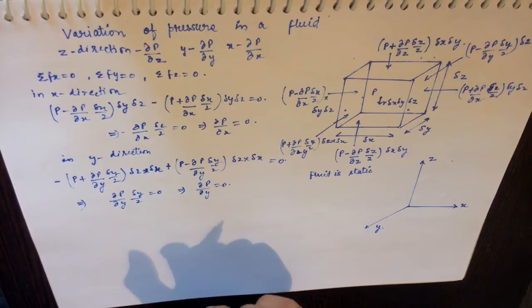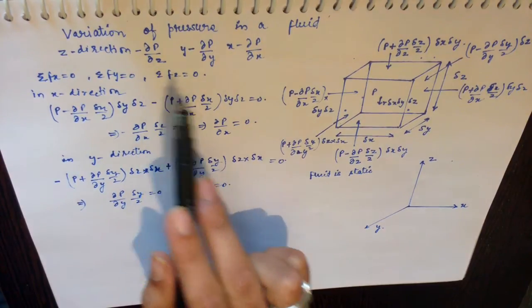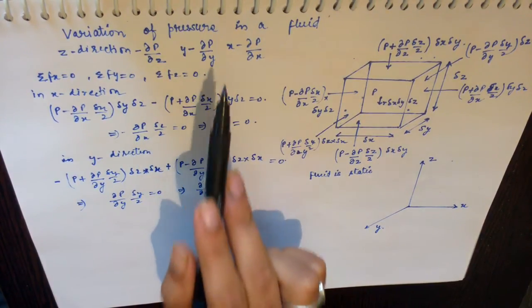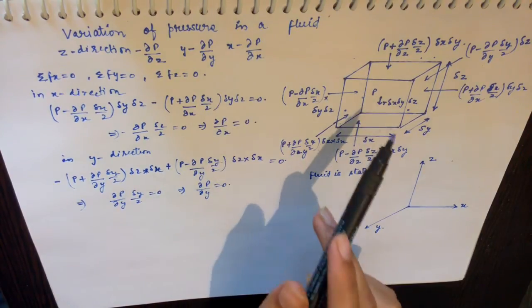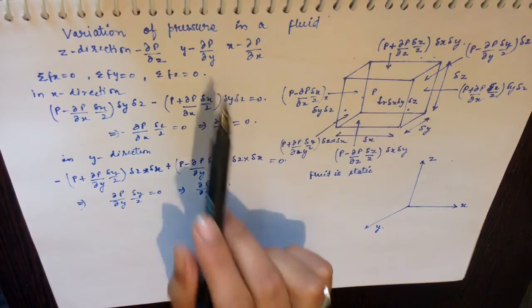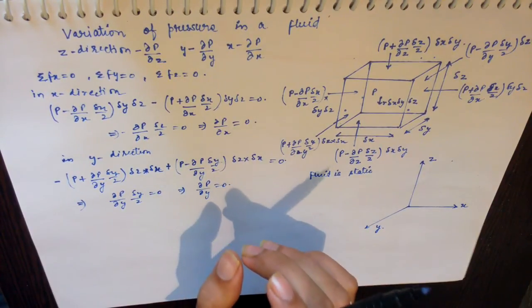That means in the x direction and in the y direction, the variation of the pressure, del p by del x and del p by del y, which we assumed, comes to be 0.